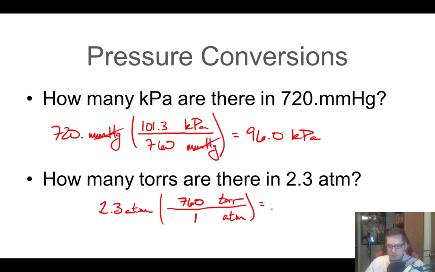So you'd say 2.3 times 760 divided by 1. 2.3 has 2 sig figs, so we'd get 1700 torr, or 1.7 times 10 to the third. And that's it for part 1, guys. You made it. Oh, I lied.